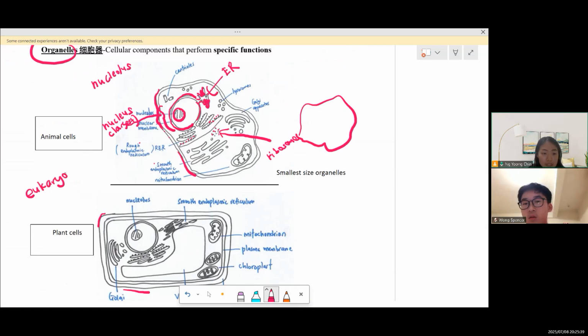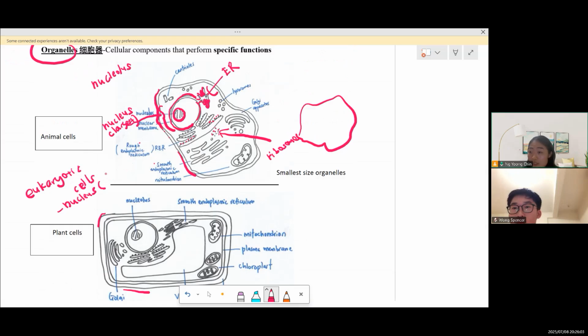Because both the animal cell and plant cell have what? They have a nucleus, right? Both have a nucleus, because the common characteristic of the eukaryotic cell is that they have the nucleus, a big prominent nucleus. Inside, what do they contain? They contain DNA.